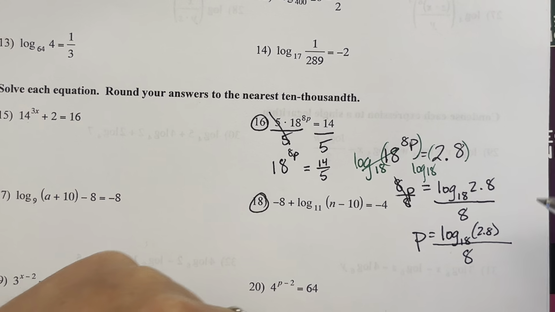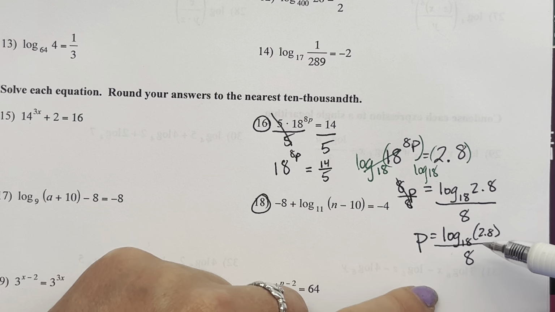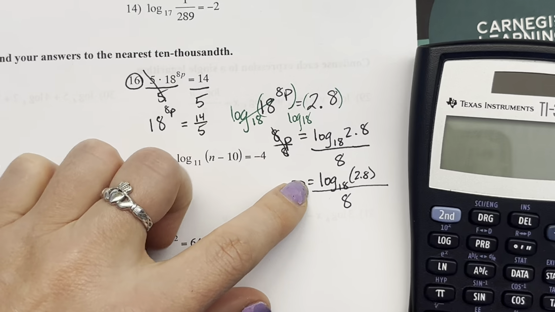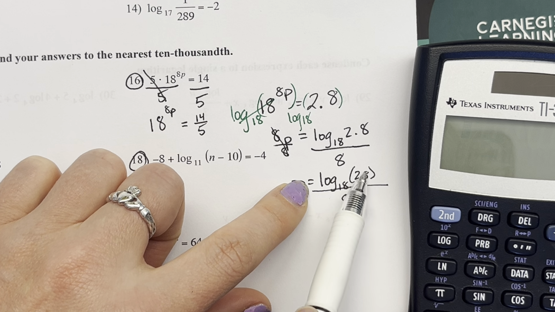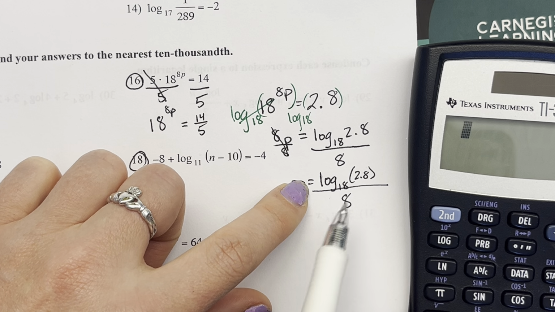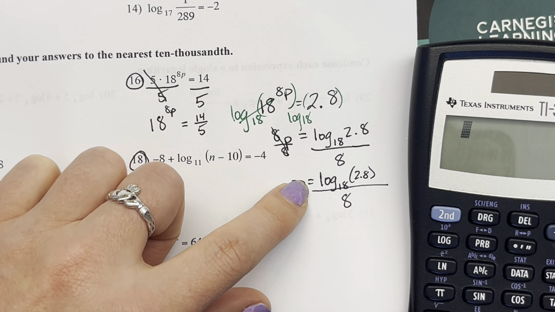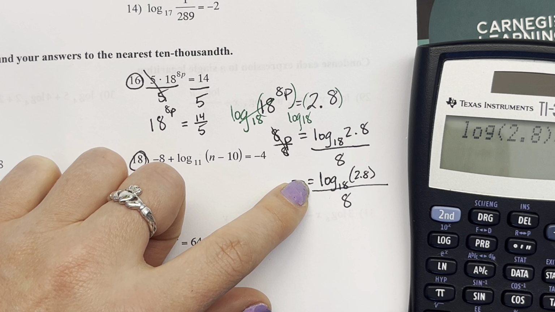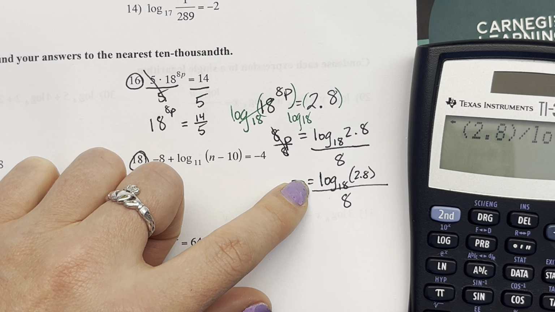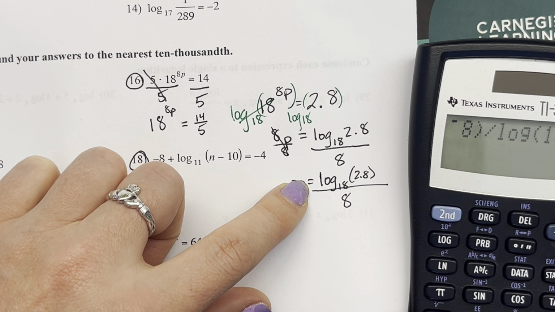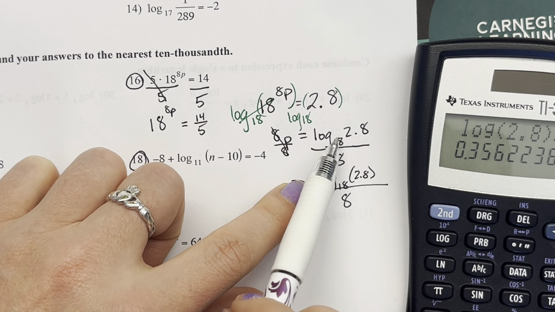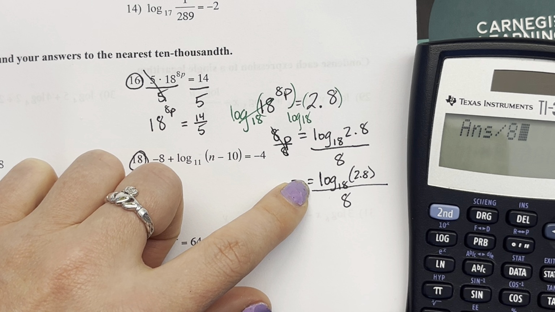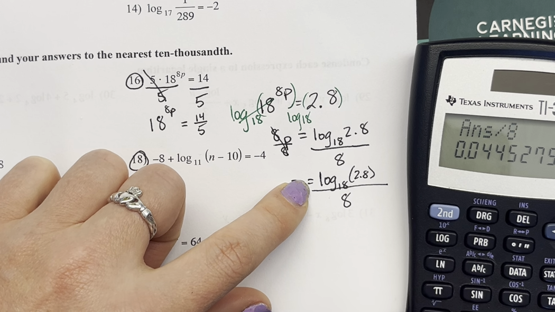Anyway, on the board on the test, I'm going to have what you're supposed to do here. In order to calculate a base that's not 10, you can calculate the log of this argument, divide it by the log of 18. So the log of 2.8 divided by the log of 18. That was the decimal we were supposed to get. And then we were going to divide by 8. So divided by 8 is that.